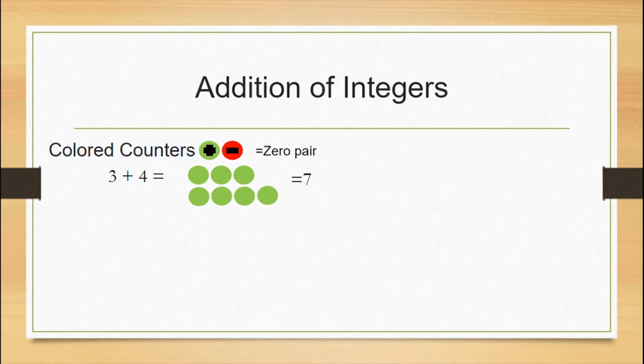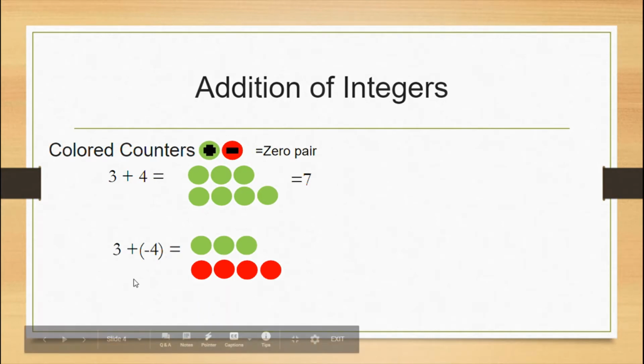Okay, now let's try another one. We have positive 3 plus negative 4. Since we have positive 3, I'm going to use 3 green counters. Now, we have here negative 4. Since this is negative 4, I will use red counters. How many red counters? 4. So 1, 2, 3, and 4.